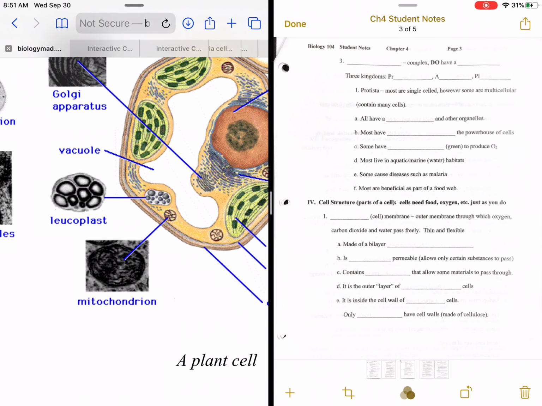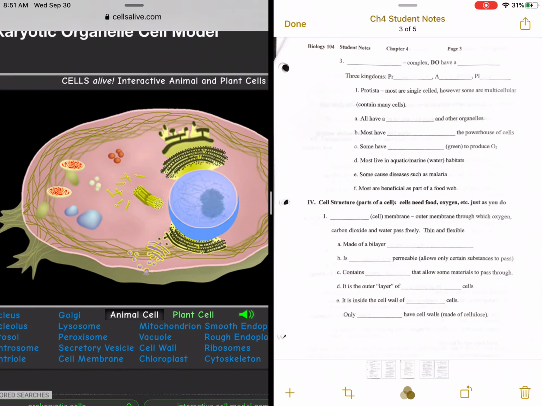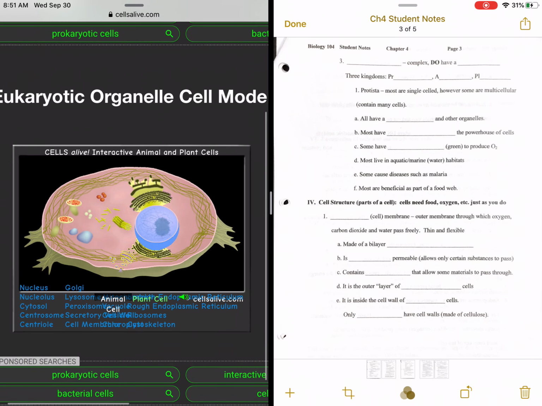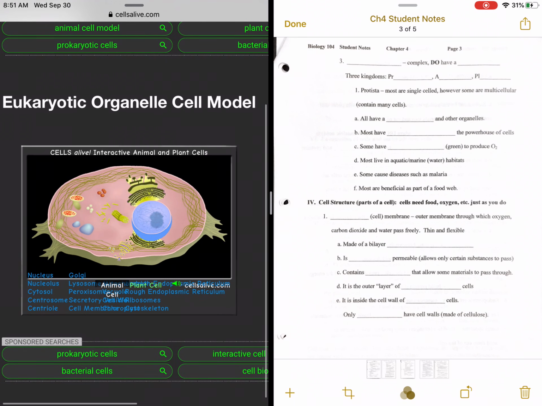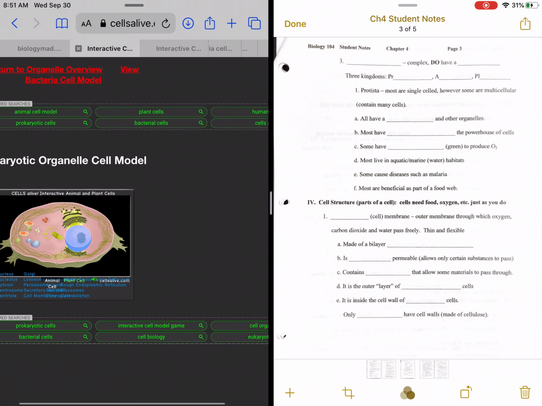So we're going to go through your cell. I will actually be looking probably at this site for most of it, just because it's a little easier to see of either a plant cell or an animal cell to point different structures out. So first of all, the plasma membrane or outer membrane of the cell through which oxygen, carbon dioxide, and water pass freely. It is flexible.